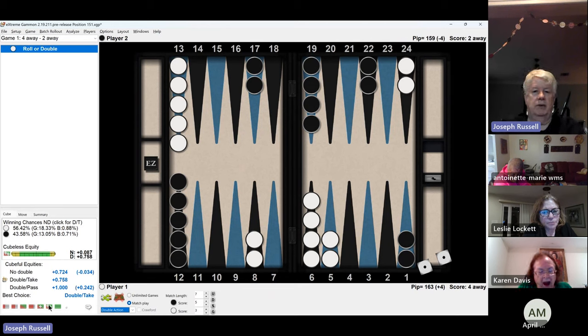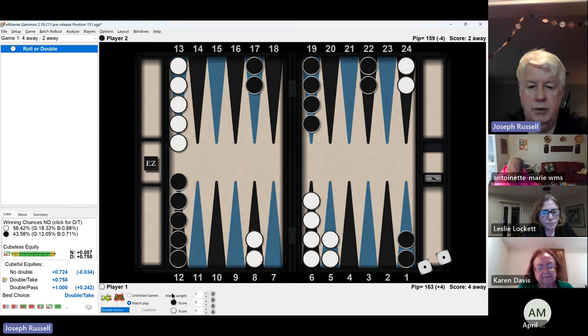Race is basically even. You have some threats. Your board is stronger, your threats are stronger. This is a perfect example. You should not miss this double.